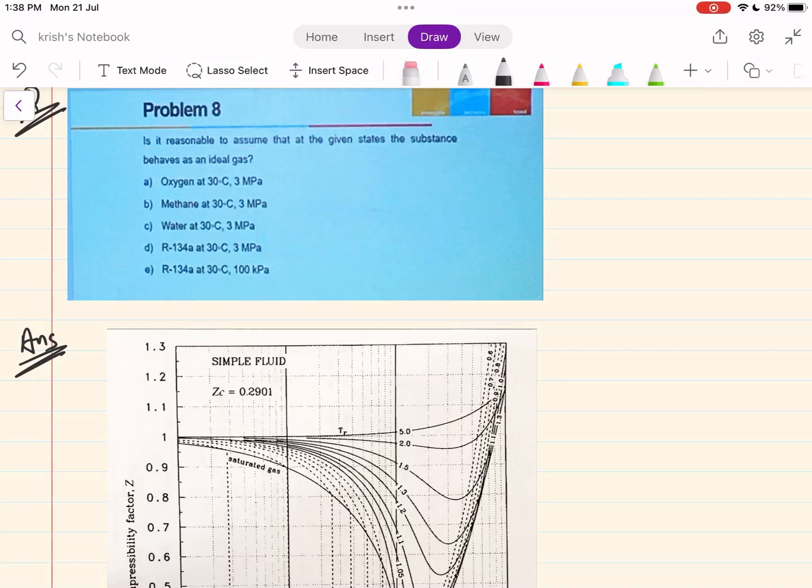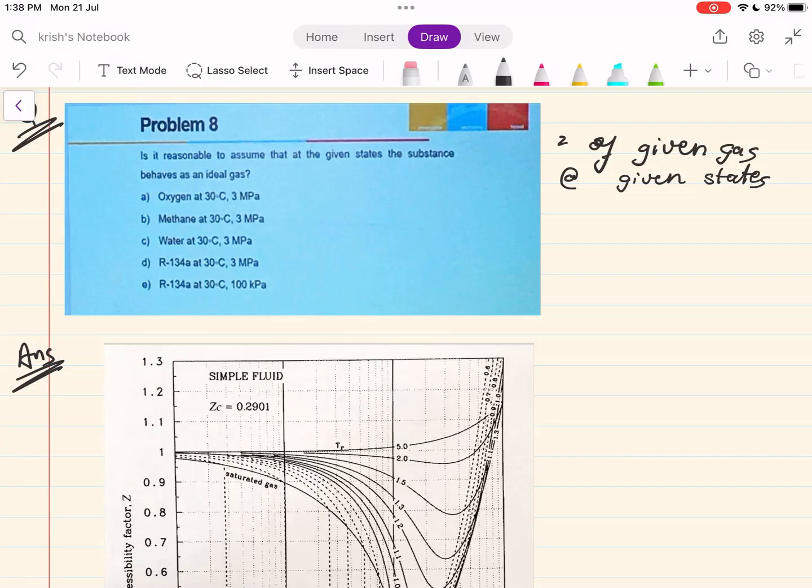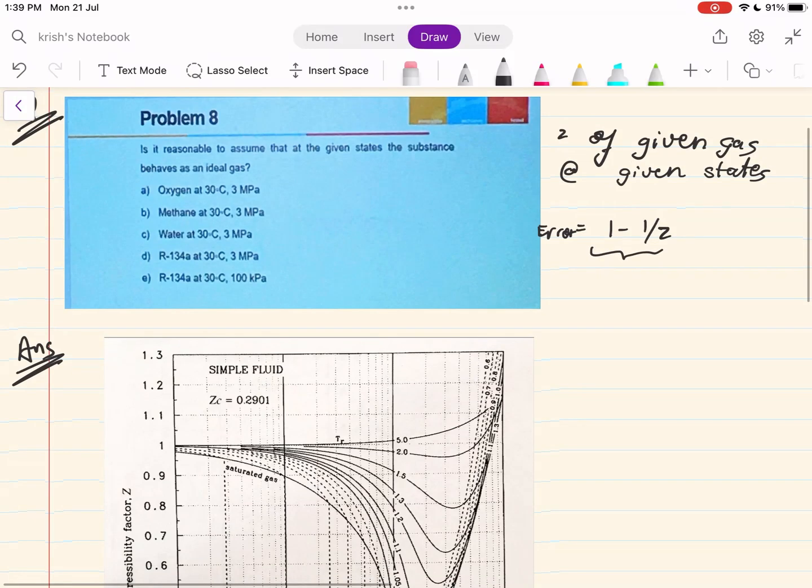So it is basically asking us to calculate Z of the given gas at given states, and asking if Z is close to 1 or very far from 1. Basically, it's trying to ask us the error in using it as an ideal gas, right? And if you remember, the error formula is 1 minus 1 upon Z. So if we find this quantity, then we will be able to tell.